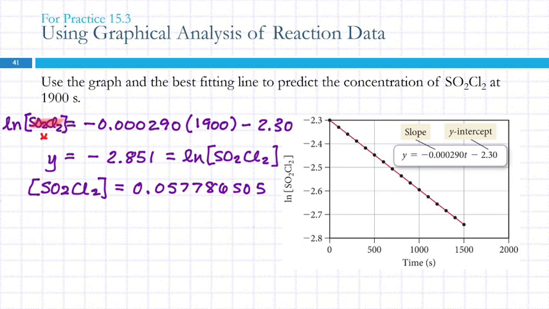Okay, let's go back to this. So these are all the digits that my calculator showed me. Is that a reasonable number of significant figures? No, it's not.